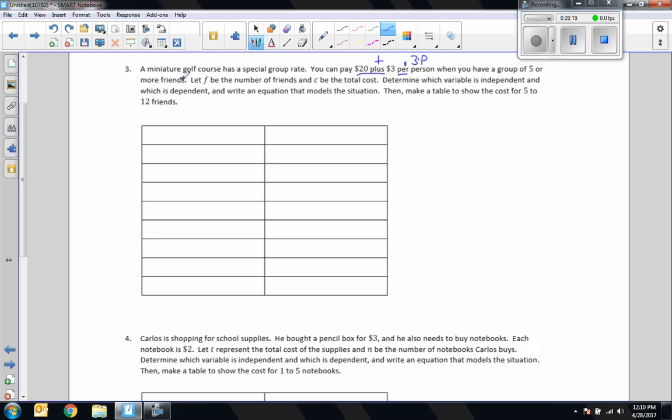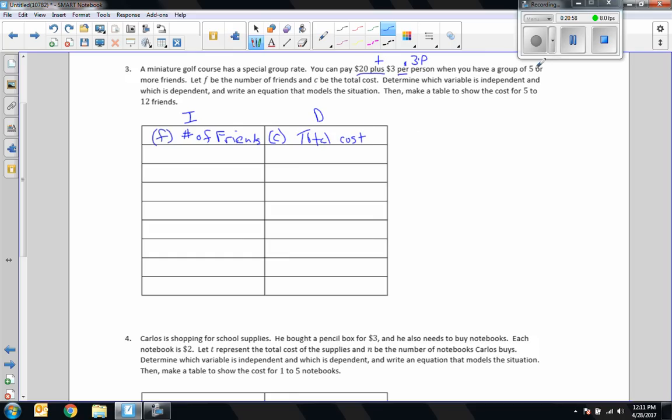When you have a group of 5 or more friends, let F be the number of friends and C be the total cost. So the cost is going to depend on how many friends you have, so F is going to be the independent variable. So independent F, number of friends. Dependent variable is C, total cost.